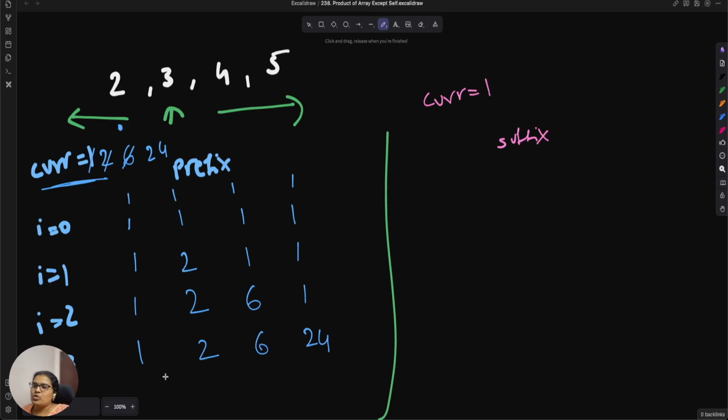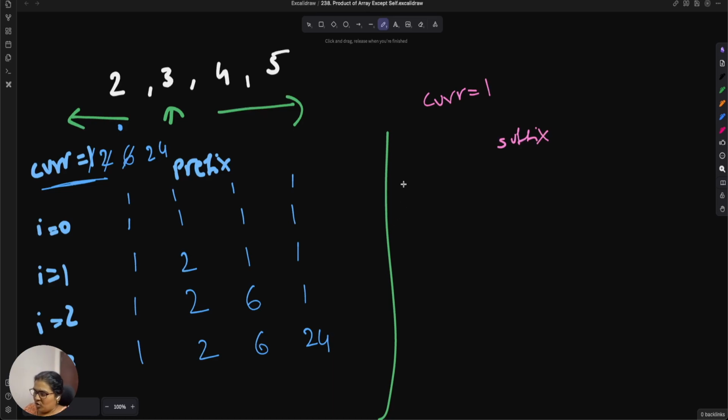So what we have done so far is, at every point, we have found the product of all its prefixes. The first position doesn't have any prefix, so that is why the product is 1. Second position, the product of the first one. In the third position, the product of 1 and 2. Fourth position, the product of 1, 2, 3, which is 2 times 3 times 4. So we have all the prefixes.